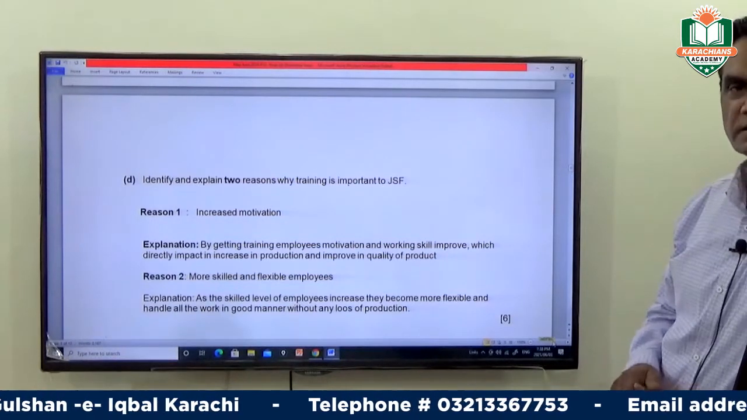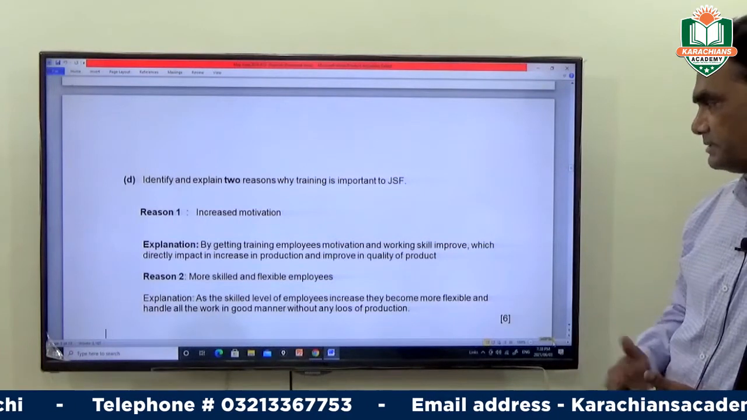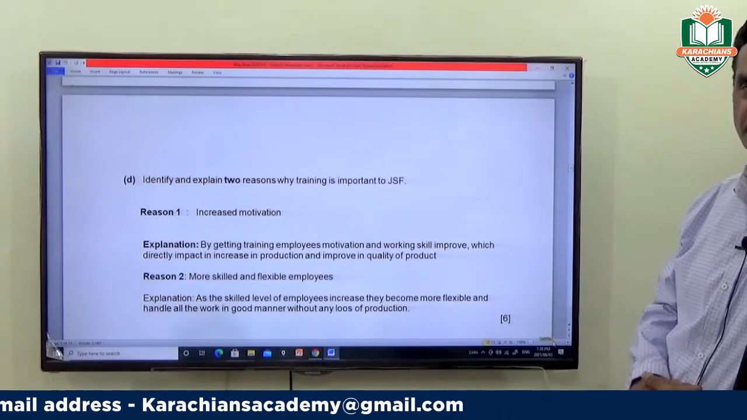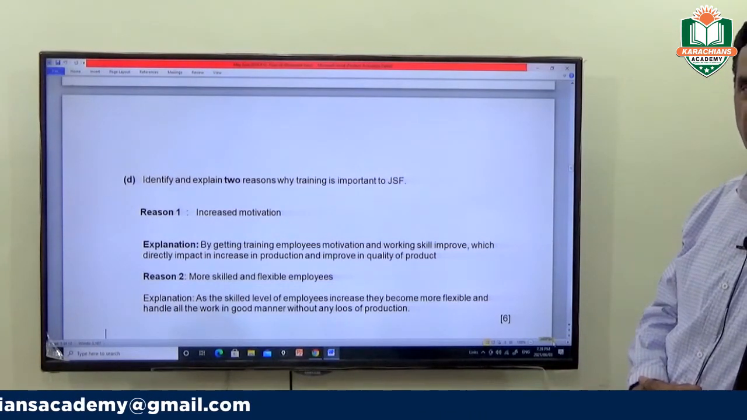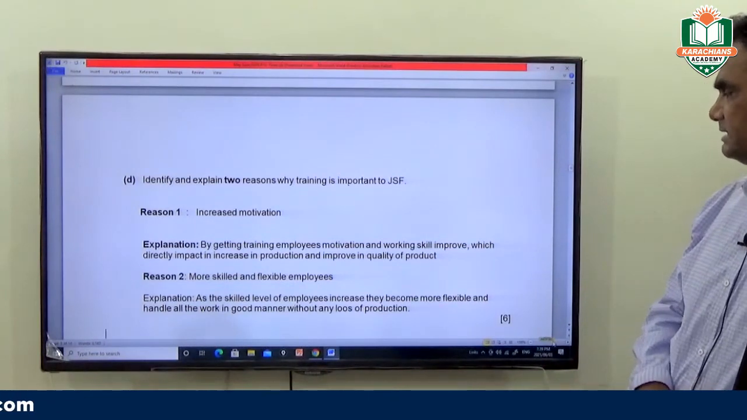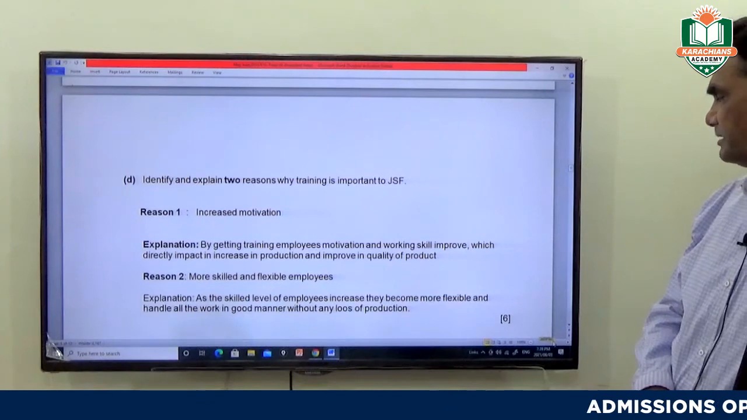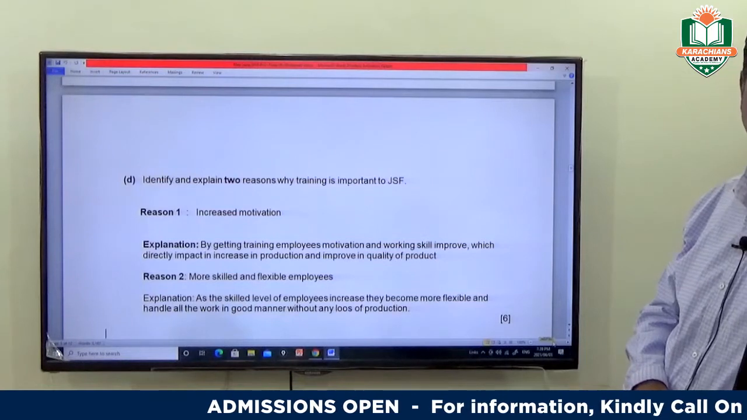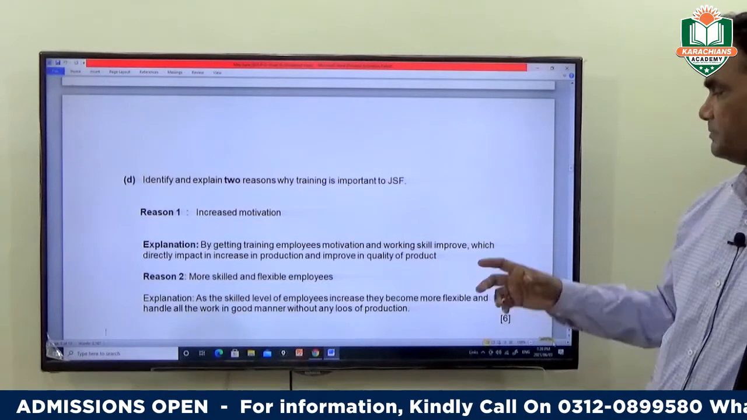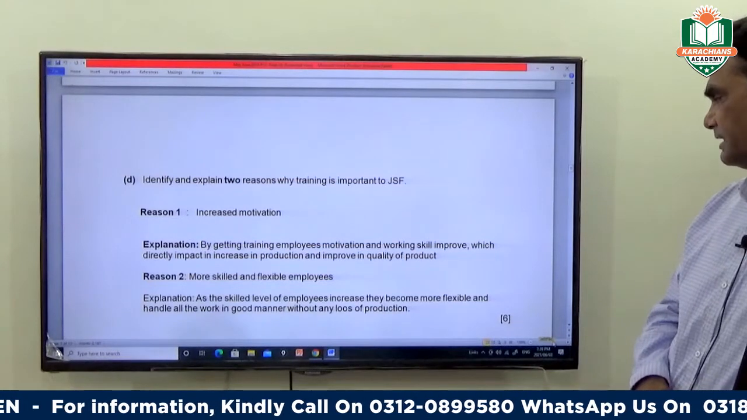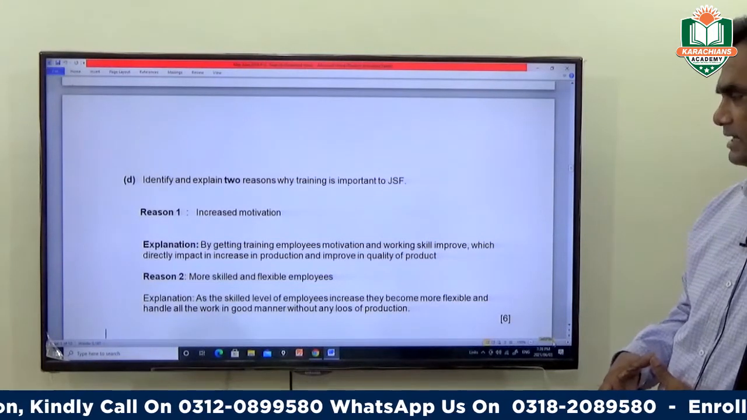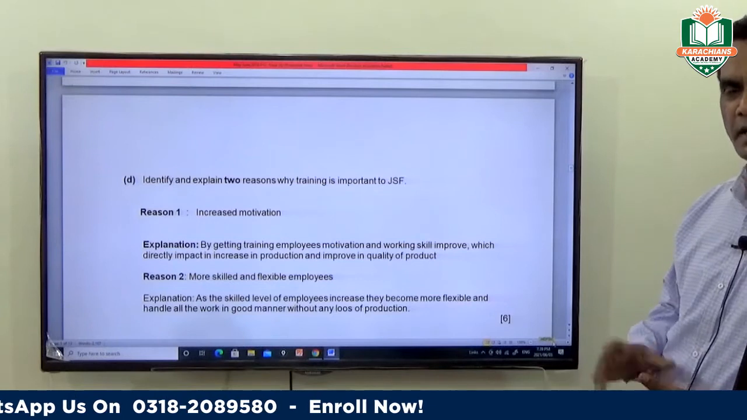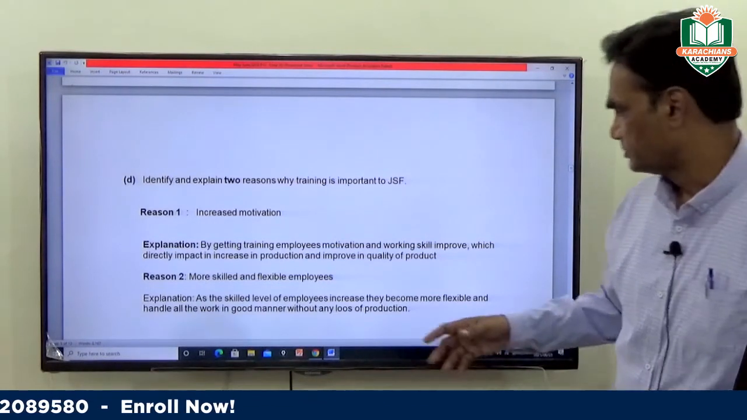If we have a good training system, it means we have more flexible and skilled workers, which really helps in our production and day-to-day requirements. Explanation: as the skill level of employees increases, they become more flexible and handle all the work in a good manner without any loss of production. Because they learn new things, they know the importance of doing the job and how things are to be done. So it helps.